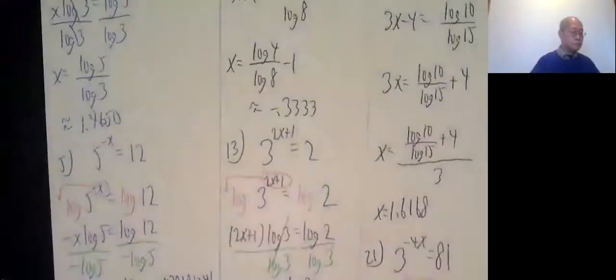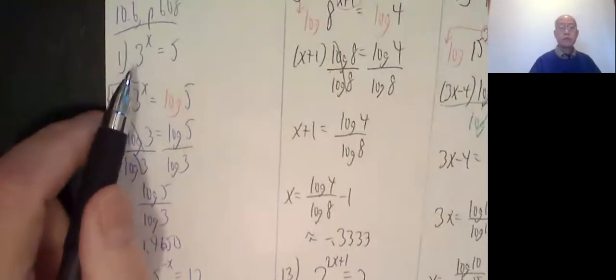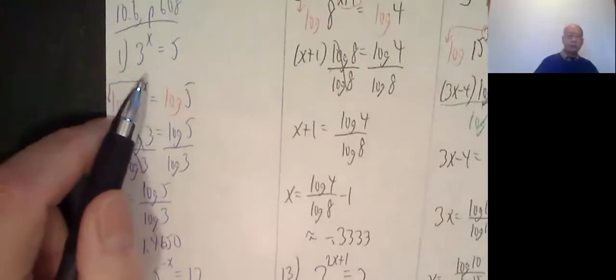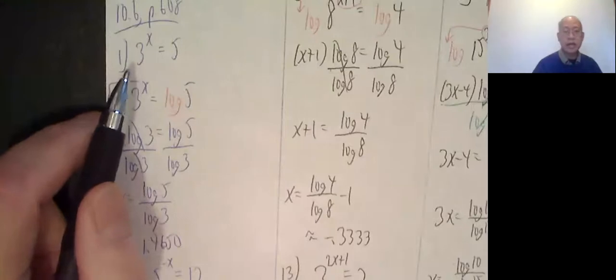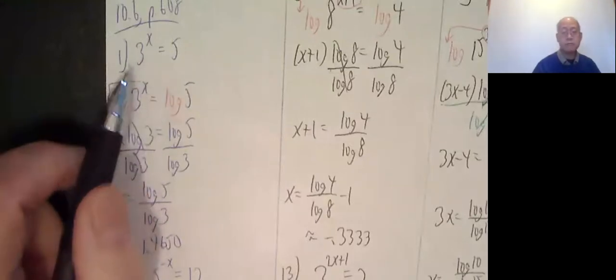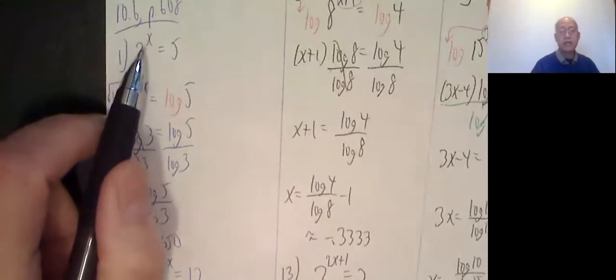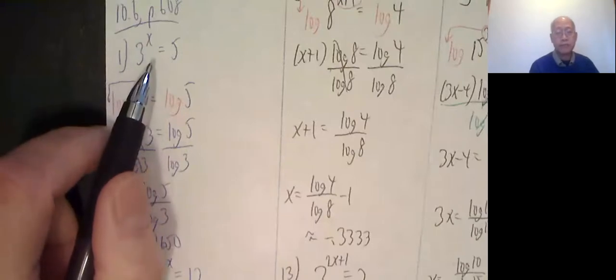Okay, now let's solve some of these exponential equations and how they are done. Let me show you. 3 to the x equals 5. Now be careful, this is not 3x equals 5. It's 3 raised to the x equals 5.